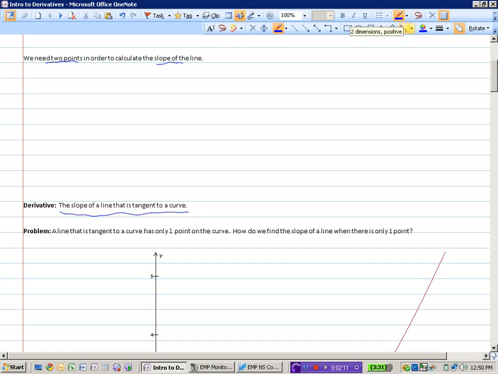So you can imagine if we had a little curve here. Let's draw. And let's say we wanted to find the slope of the line that was tangent to that curve. So that would be a derivative right here. The derivative is the slope of a line that is tangent to a curve. So here's the line that is tangent. Remember, a tangent means it just nicks the curve at one point. So that's a tangent line to the curve. We would want to find the slope of that line.